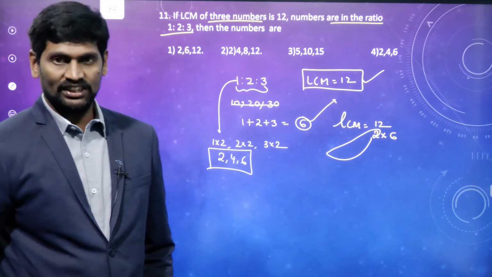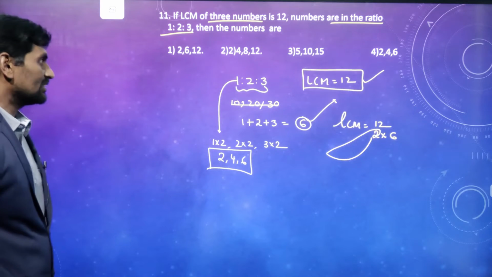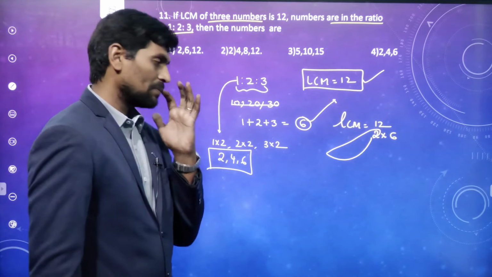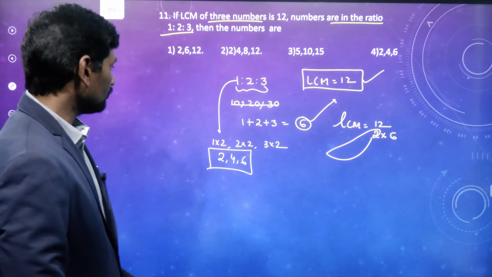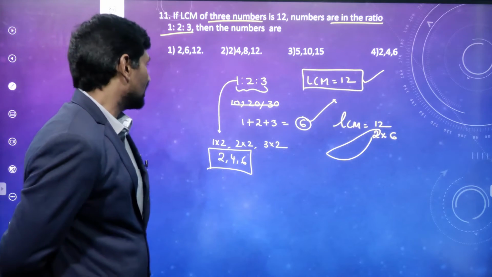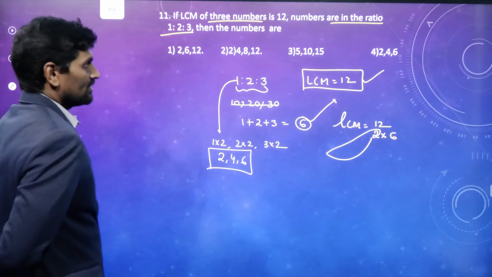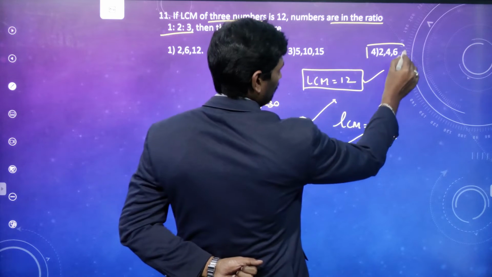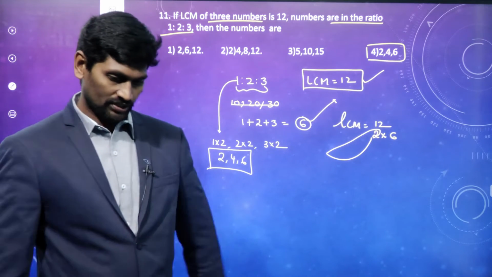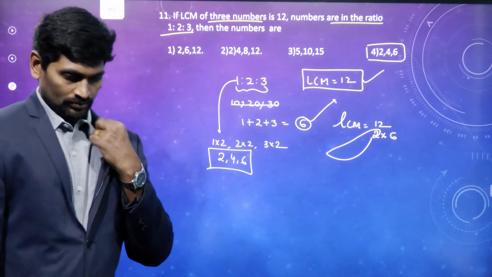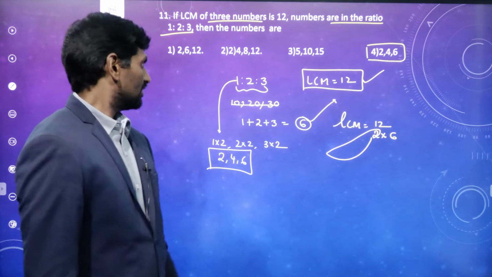1:2:3. Okay? I am just taking the sum of the numbers and checking how many times it will come in the LCM. So our required answer is 2, 4, 6, option 4. Please note it. Very easy, we can do it like this.